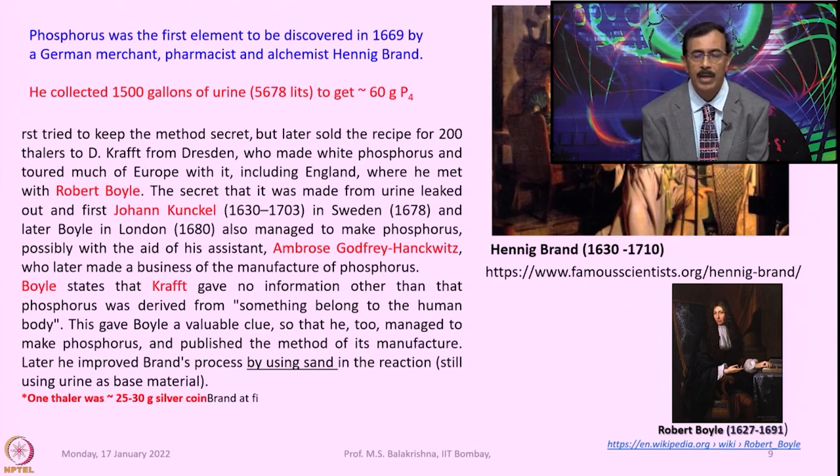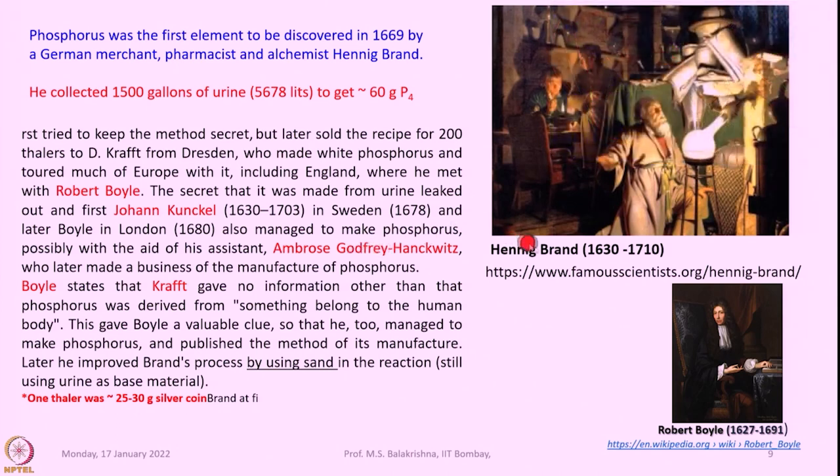And Boyle states, I quote, Kraft gave no information other than that phosphorus was derived from something belonging to the human body. This gave Boyle enough clue so that he too managed to make phosphorus and published the method of its manufacture. Later he improved Brand's process by using sand in the reaction, and until calcium phosphate was used to manufacture white phosphorus, Brand's process was used to make quintal quantities. You can see in the picture here how nicely white phosphorus is glowing, and this is Robert Boyle.